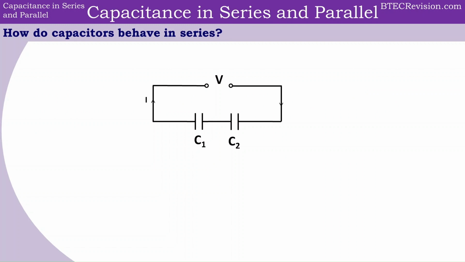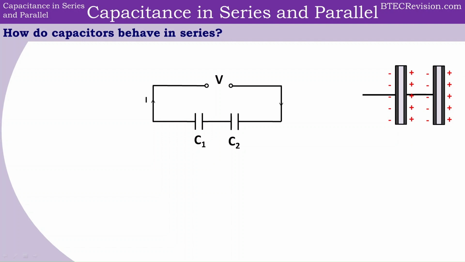How do capacitors behave in series? Looking at this circuit, we have a voltage V and two capacitors C1 and C2 in series with a current flowing through the circuit. Focusing in on those capacitors, if we have electrons flowing through, they are going to be stored on the sides of the plates.